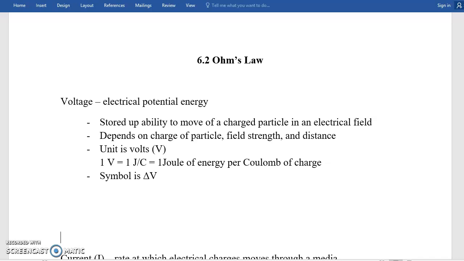The unit is going to be volts, which is easy to remember, where 1 volt of energy is the equivalent of 1 joule of stored up potential energy per coulomb of charge. And the symbol is given as delta V, because this is another case where there's no zero voltage. Everything has some small amounts of background charge, and so we're looking at change in voltage.